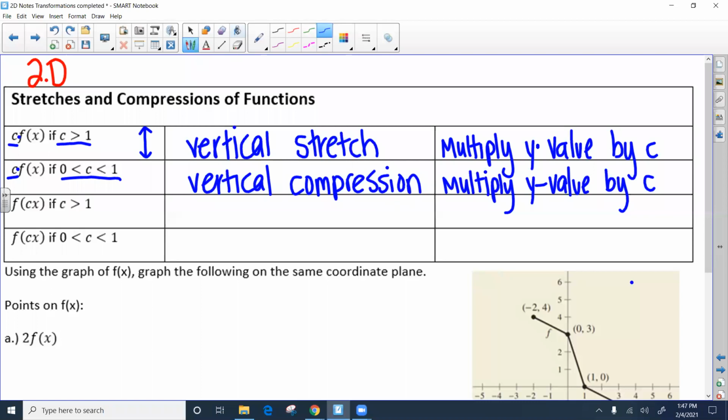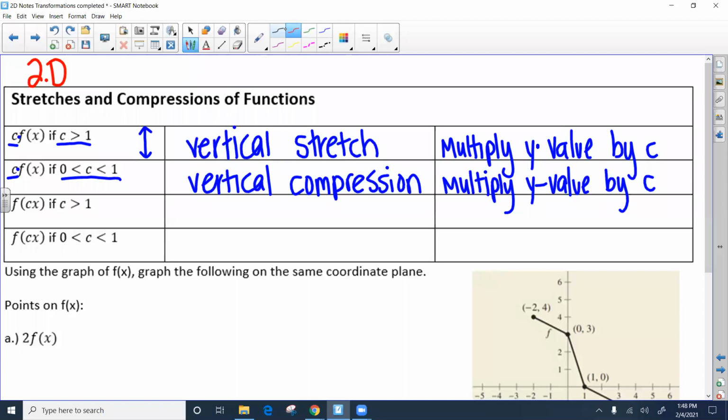All right, so let's make sure we have both of those written down. C f of X, if C is greater than 1, is a vertical stretch, and we multiply the Y value by C. C f of X, if C is between 0 and 1, is a vertical compression, and we multiply the Y value by C. So same operation on both for the Y value.